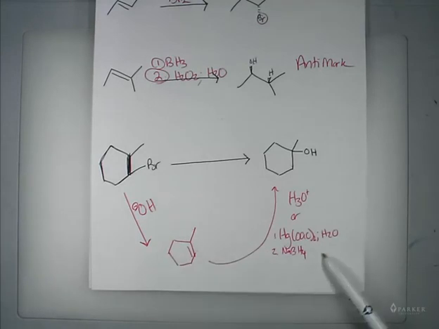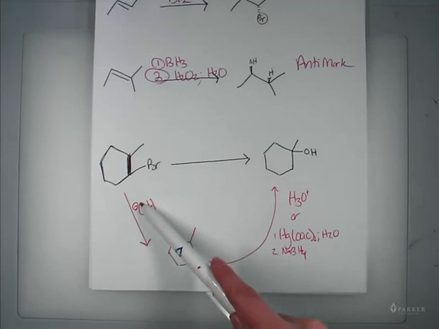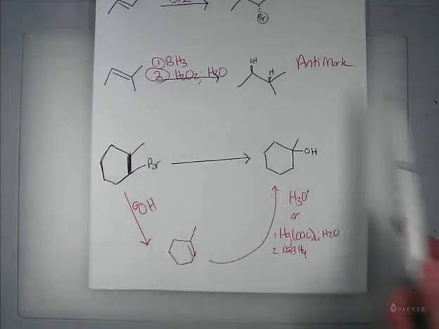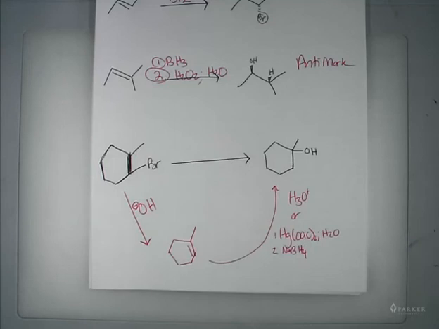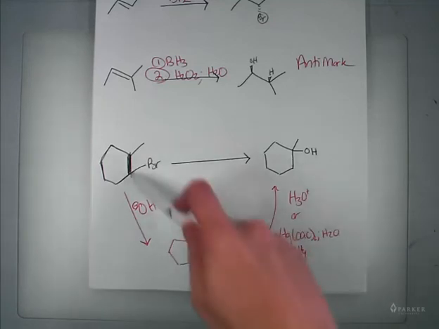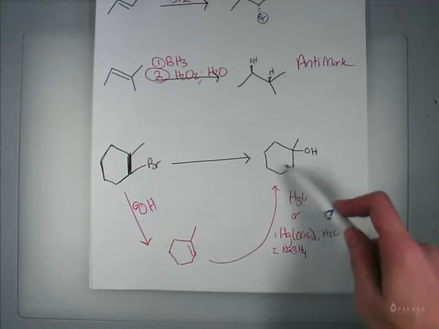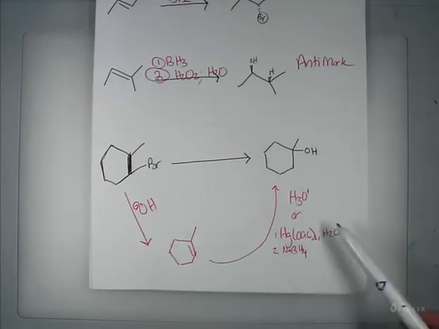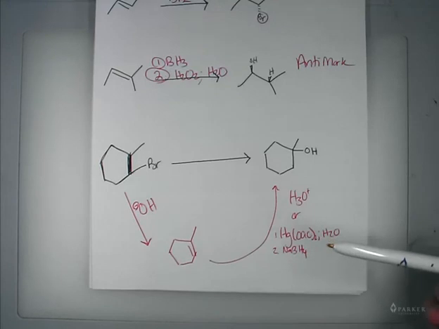Notice, is this a mechanism? No. Did I show, you know, the hydroxide taking off a hydrogen and then the bromine leaving? Did I show any of that? No. All I'm telling you is what goes over the arrow, right? Now, this just happens to be in two steps, okay? But all I'm doing is showing what's going over the arrow. So this is called a synthesis.